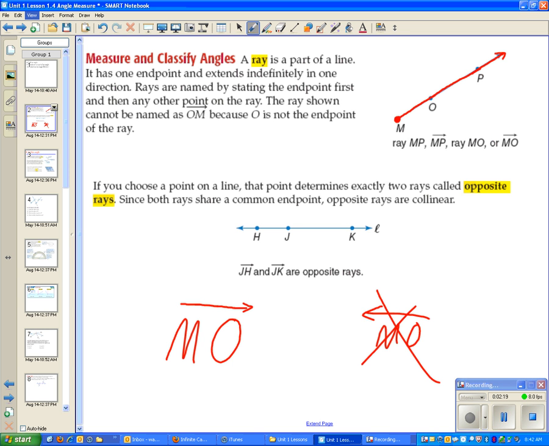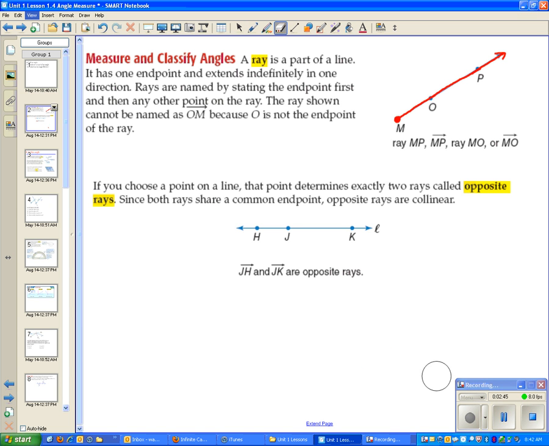Okay? End point first. I wish they called it the start point, because that would actually be a more accurate description of what it is. The start point first, then any other point that the ray goes through. Okay? Direction doesn't matter. You always use that symbol. So, start point first, any other point the ray goes through. All right?